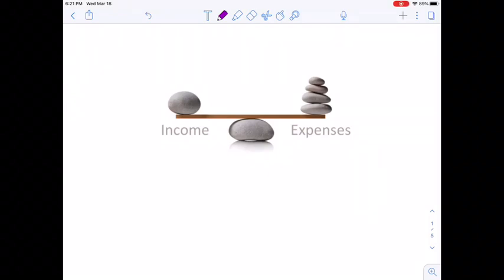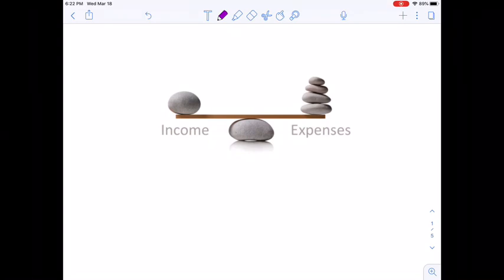Today we're going to talk a little bit about balancing a simple budget. For a budget to be balanced, the income and the expenses have to be equal. Kind of like this picture. Notice it's balanced on both sides. The income and the expenses have the same weight, if we were thinking about this like a scale we would use in science. Both are equal.